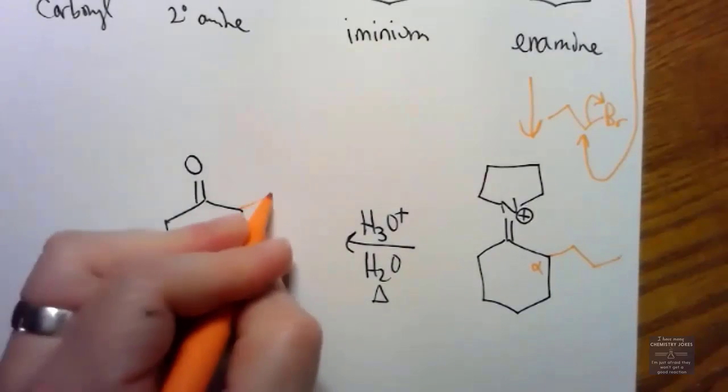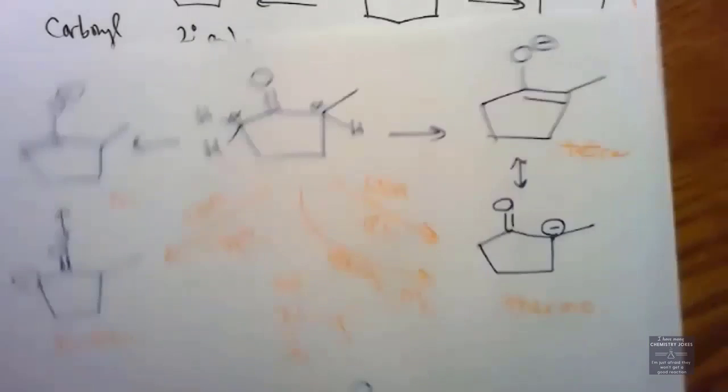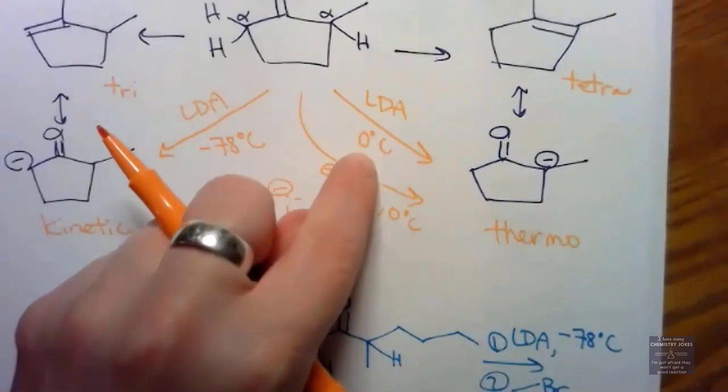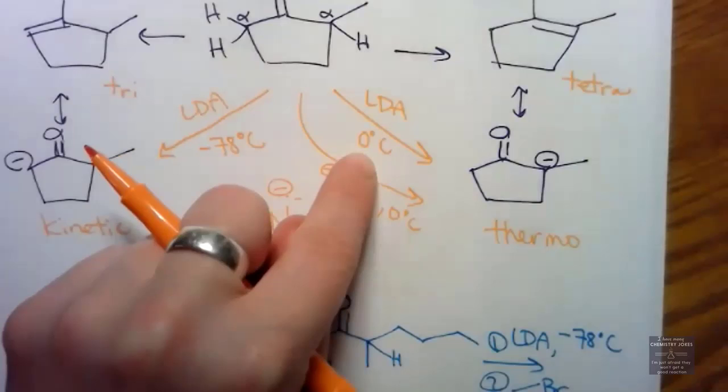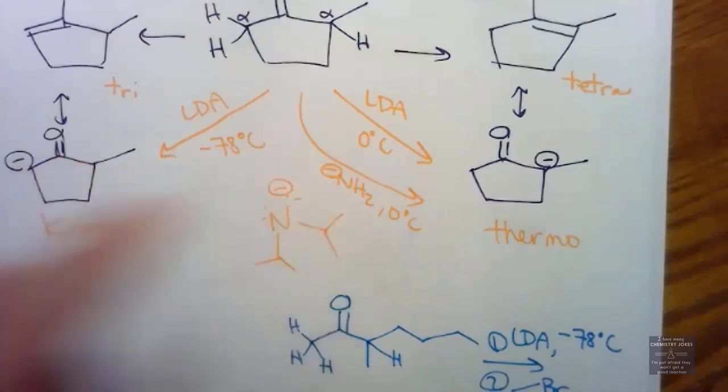enamines are especially good for obtaining the thermodynamic enolate. Huh? Yeah. Remember back here, we said LDA is not super stable at 0 Celsius. It really prefers to be at -78. So we said we could maybe substitute a base like NH2 minus. It's not super great either. Sodium hydride is maybe sometimes used, but really the thermodynamic enolate is the favored option when you use an enamine.